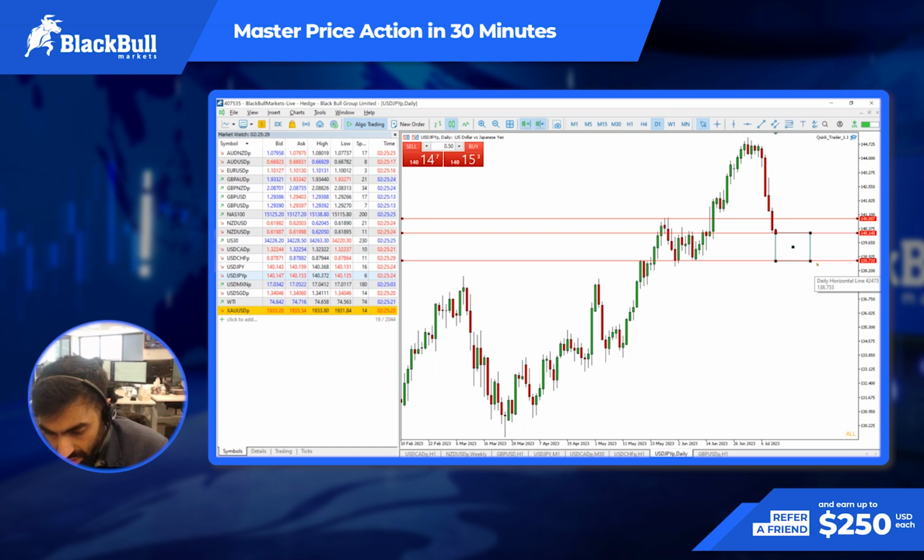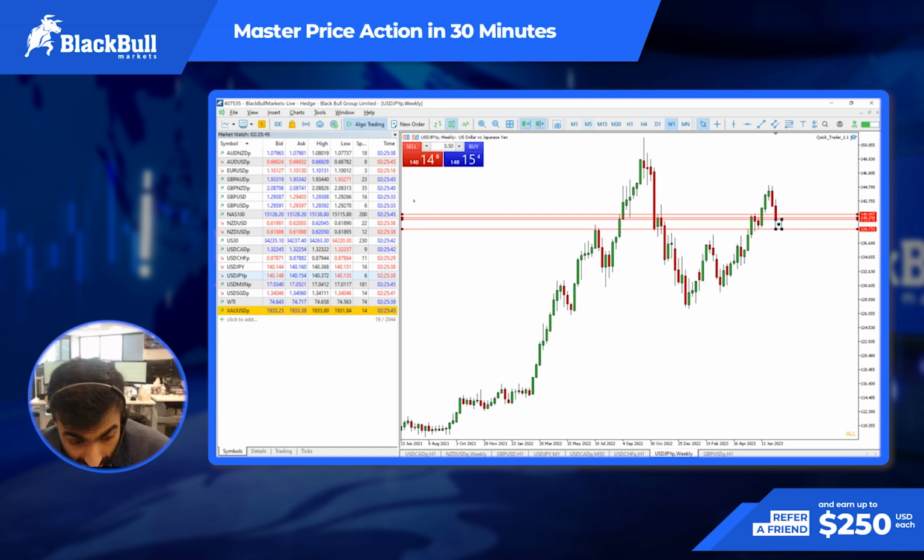So you're looking to short it again. Follow your risk to reward ratio, potentially put your stop loss right at the top of that daily candle and let your take profit run down to 138.73 if you are looking to short that dollar yen market. That's one that I like to look at.